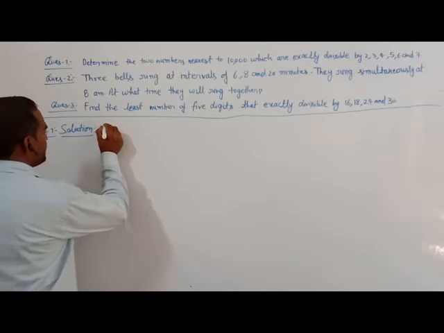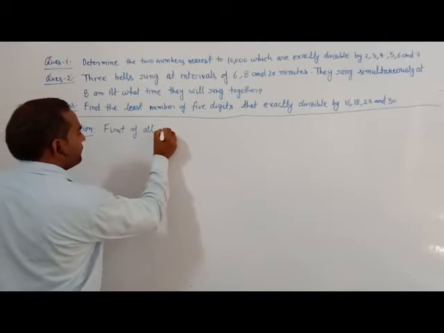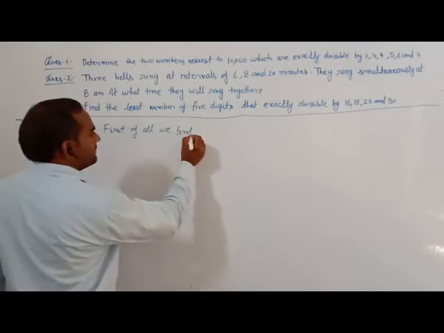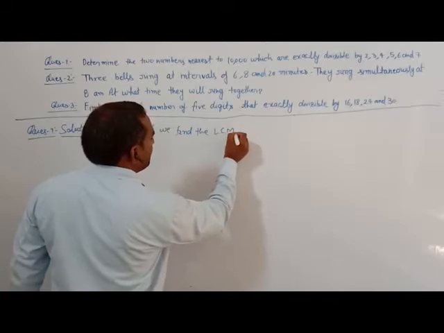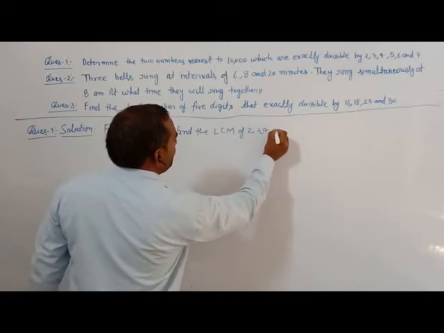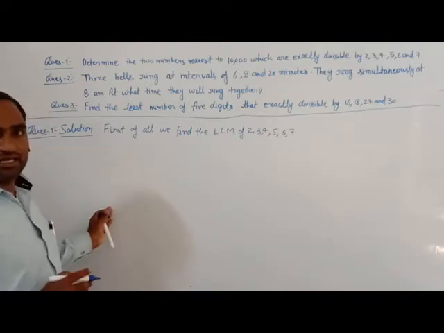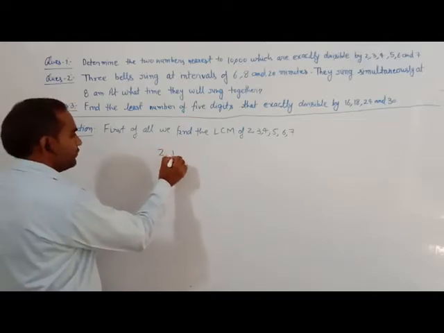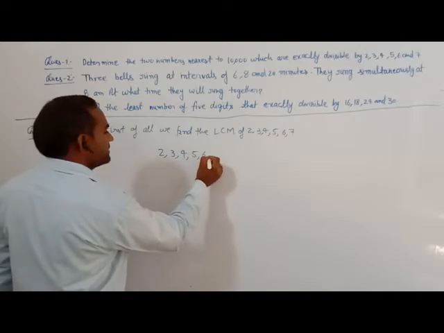First of all, we find the LCM of 2, 3, 4, 5, 6, 7. Let's find the LCM of these numbers by the continued division method. 2, 3, 4, 5, 6, 7.